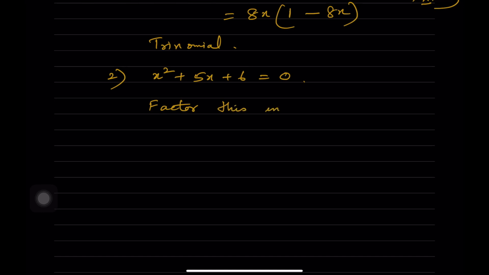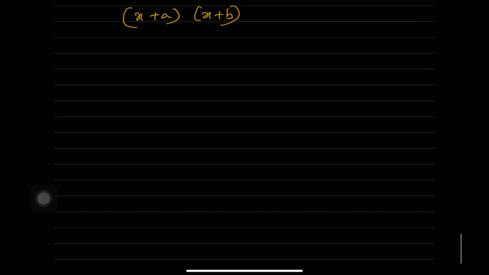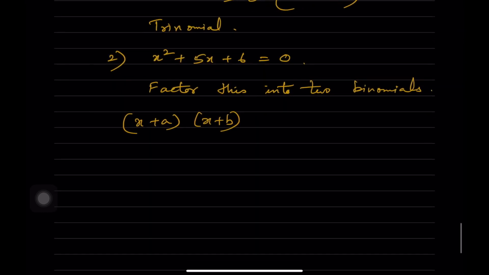Factor this into two binomials. So how do we do that? We'll just take one normal. Now x plus a into x plus b, we have to do it in this way. If you are taking the distributive property, you can write this as x into x plus b plus a into x plus b.